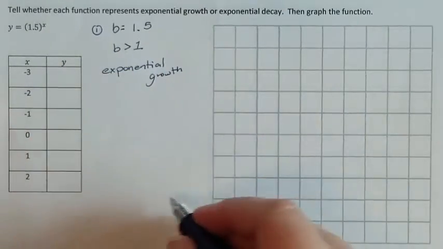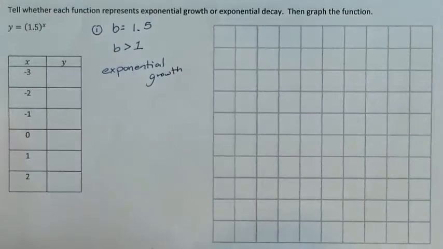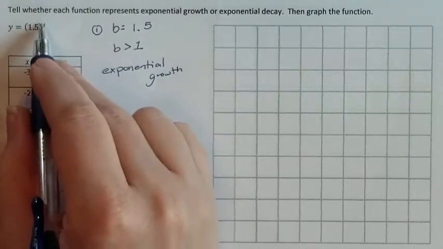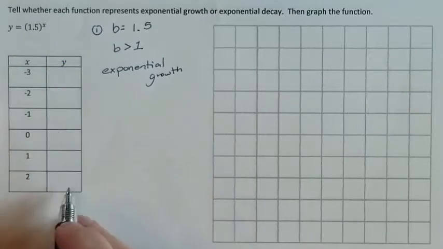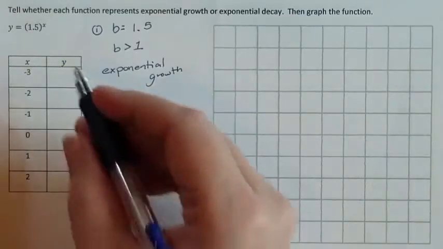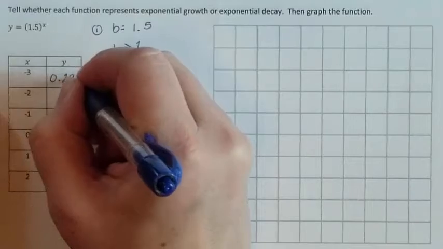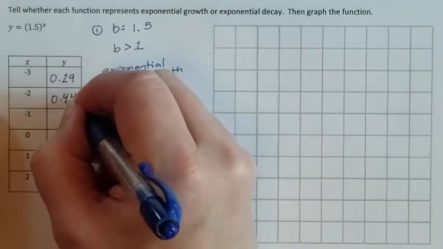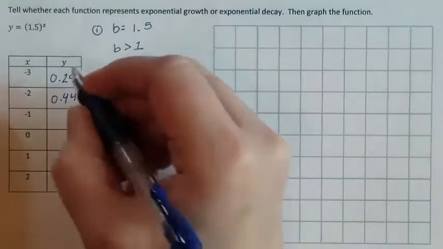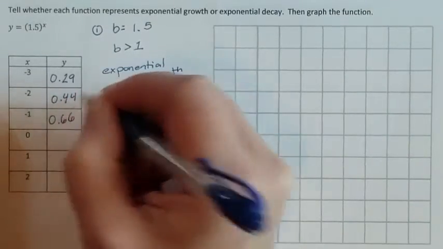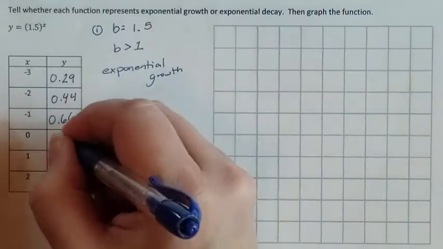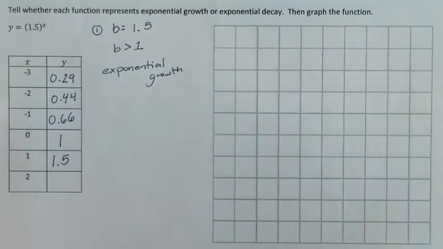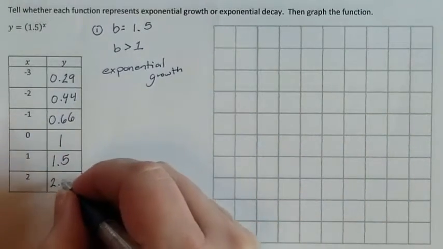If it's growing, it should grow as we read it from left to right. So I'm going to use my tables. I have x values that I'm going to plug into the x value on my calculator and get my values. So -3 gives me 0.29. -2 gives me 0.44. -1 gives me 0.66. 0 gives me 1. 1 gives me 1.5. And 2 gives me 2.5.